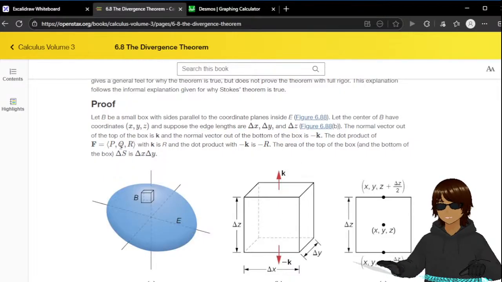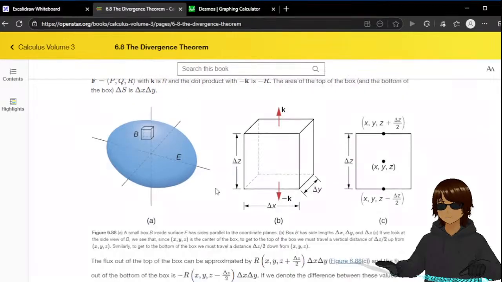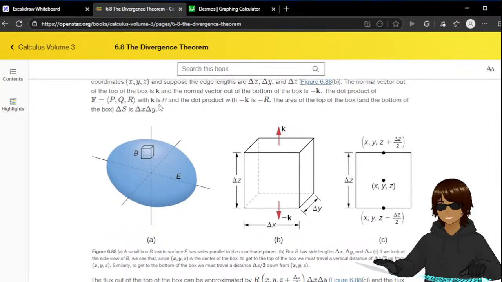The normal vector out of the top of the box is k. The normal vector out of the bottom of the box is minus k. The dot product of F with k is R. The dot product with minus k is minus R. The area of the top of the box is delta S, which is delta x times delta y.